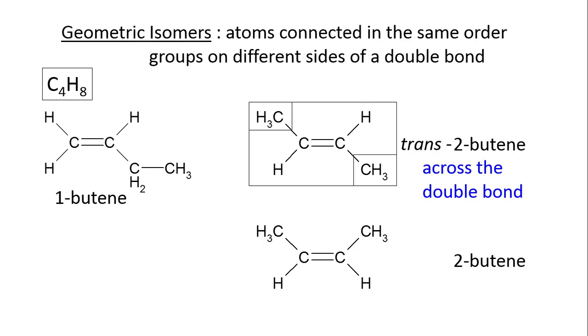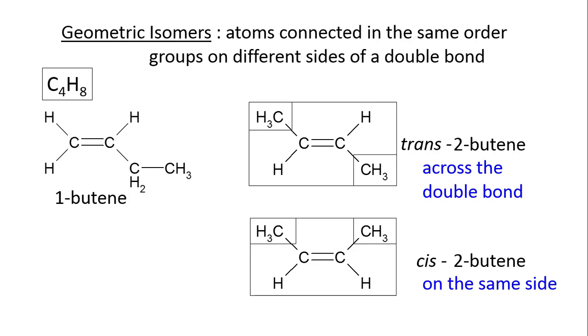If we draw the rectangle on the other isomer, we find the CH3 groups adjacent to one another, on the same side of the double bond. This isomer is called the cis isomer. Cis literally means on this side of, or for us, on the same side of the double bond.